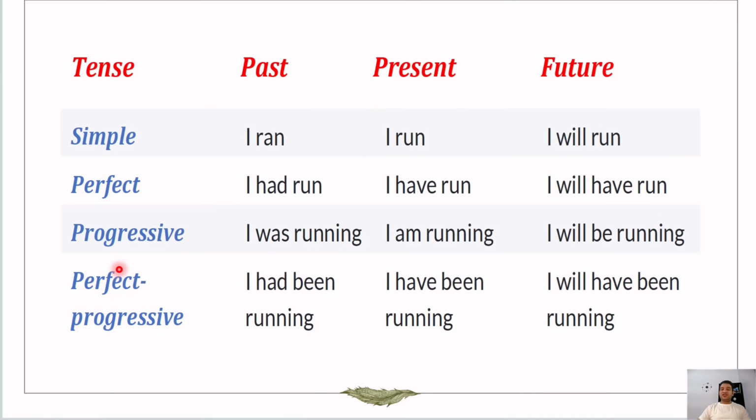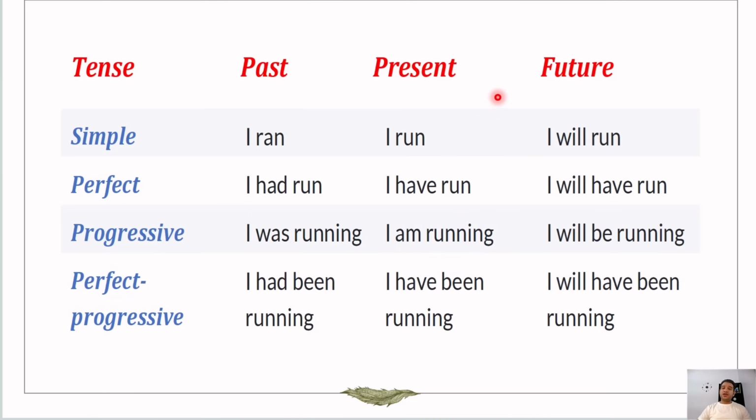For the present progressive, the structure is the subject and then based on the subject we may use a suitable form of verb to be, whether am, is, or are, and then the verb plus ing, like I am running. But with he, so with I we use am, but with he, she, it we use is. So he's running, she's running, it's running. Okay, but with they, we, and you, we use are. So they're running, you're running, and we're running. Okay, or we are running.